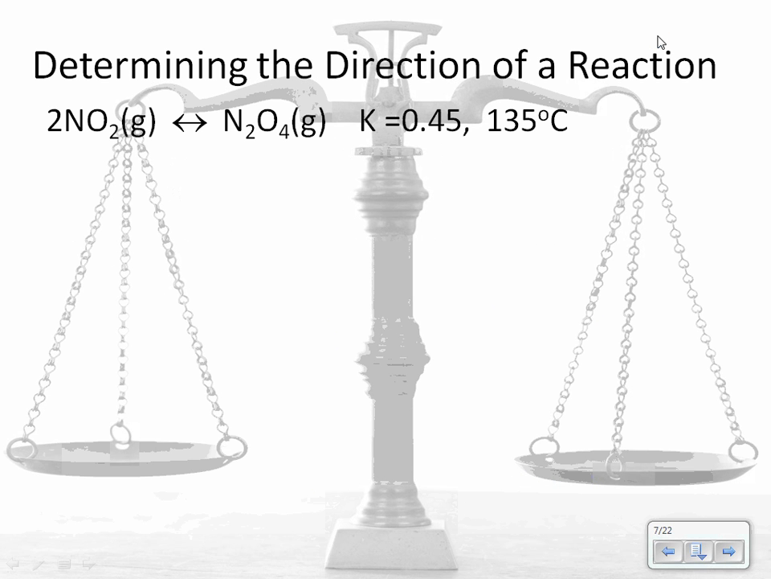Let's do a few more examples. Determining the direction of a reaction. Here is a reaction, 2NO2 and N2O4 in equilibrium. The K value at equilibrium is 0.45, and that's at 135 degrees.